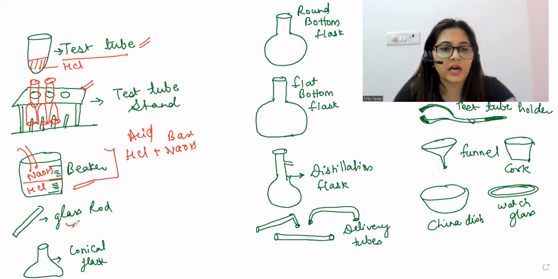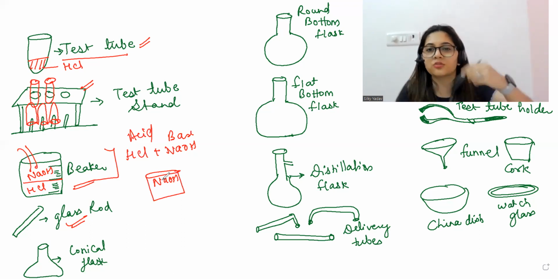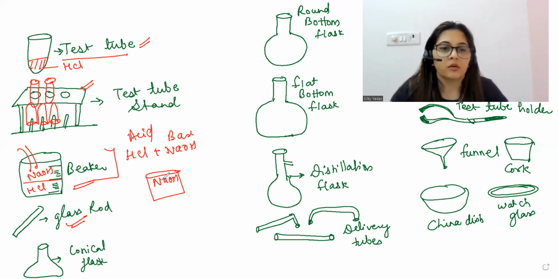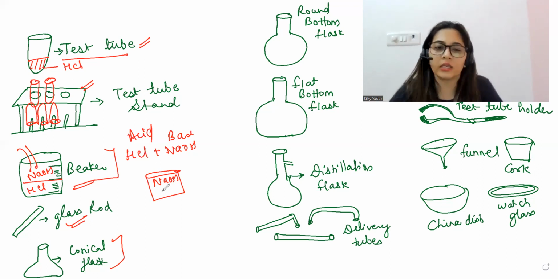Next is this glass rod. A glass rod is used to mix something. Let's say I'm having NaOH crystals and I put them in water. You know that NaOH crystals are solid, right? So I can use a glass rod to mix them properly. What is a conical flask? A conical flask is used for the titration purpose. Titration you will study in 11th class.